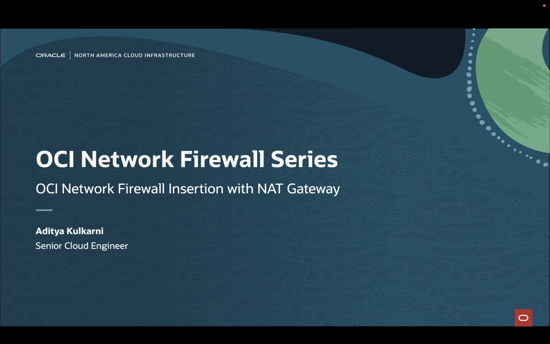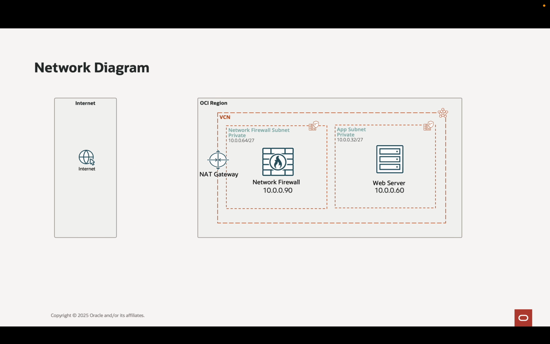In this video, I will demonstrate the routing use case of OCI network firewall insertion with NAT gateway. For this demonstration, I have provisioned an application virtual machine and OCI network firewall, each residing in their own subnets in the same VCN. For this demonstration, both the subnets are private.